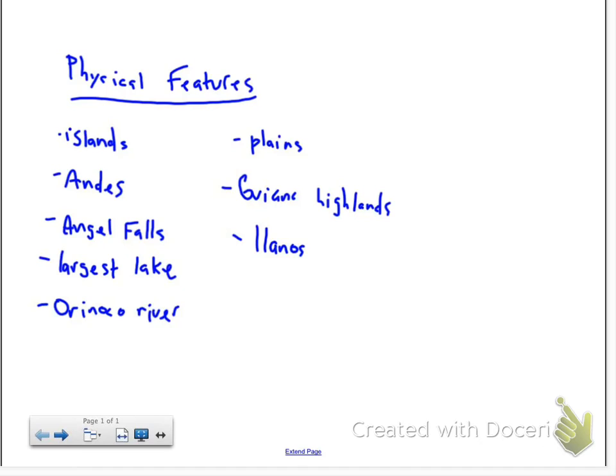Besides the Orinoco River, there's many other rivers that you could have probably written down. You don't have to necessarily. No, not for this region. That would be the region farther south. Angel Falls, Guiana Highlands, the Llanos.